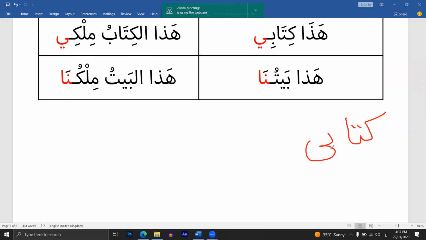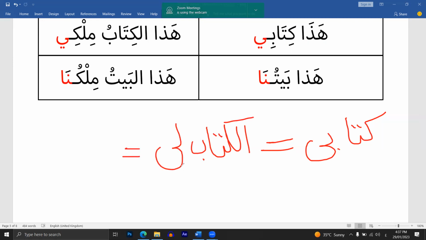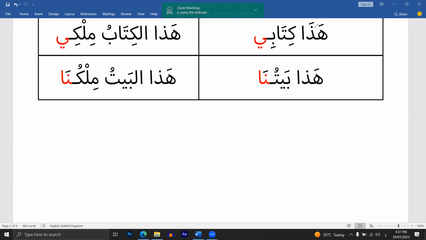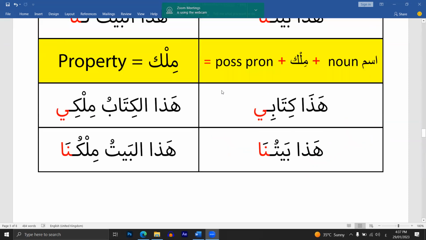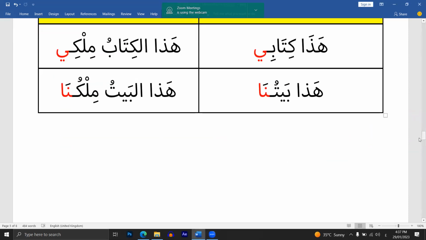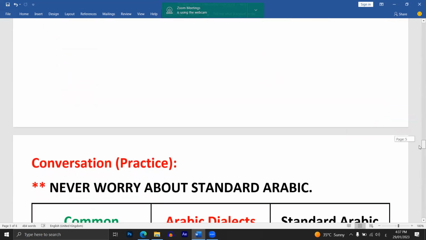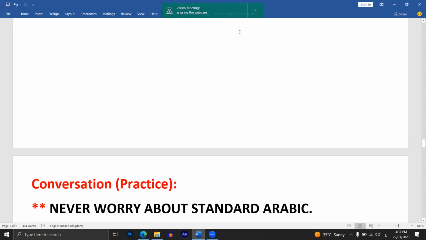كتابي, by connecting the possessive pronoun directly to the noun or the property. الكتاب لي. The book is mine. And the third one, الكتاب ملكي. The book is my property. These are the three ways to express your possession to something. Do you have any question about the last part? If you get any question, just ask me.